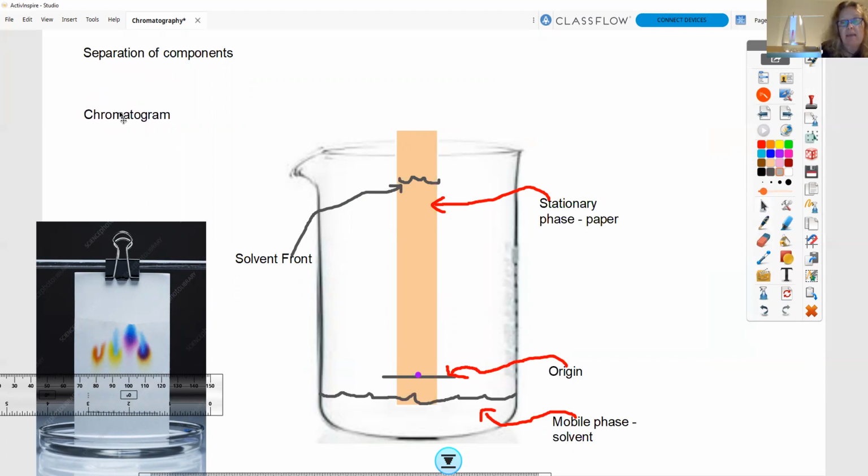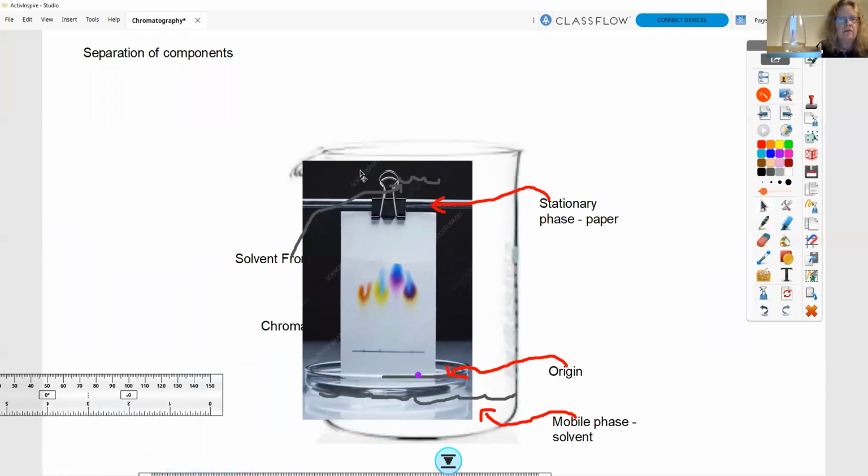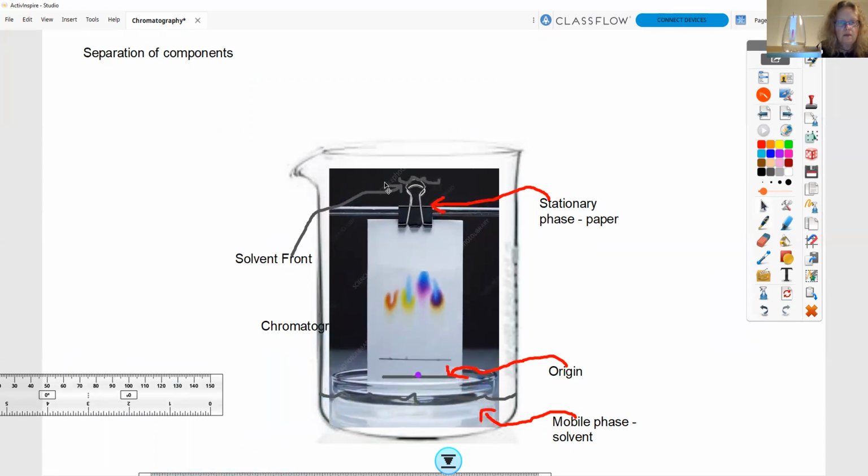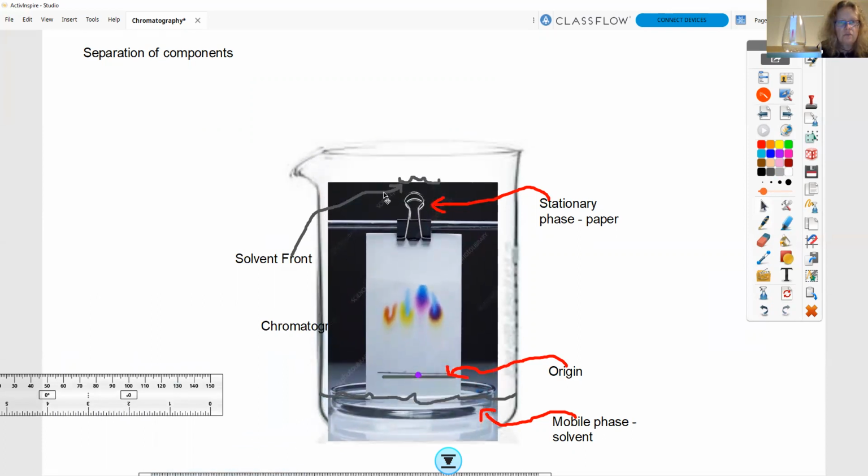Chromatogram is the name of the piece of paper that you're producing, the picture like this picture over here. So this bit here, that's your chromatogram. I'll put that word down here. Actually, I'm going to get rid of that picture, and I'm going to drag this one in. That still works, I think, except for the solvent front.